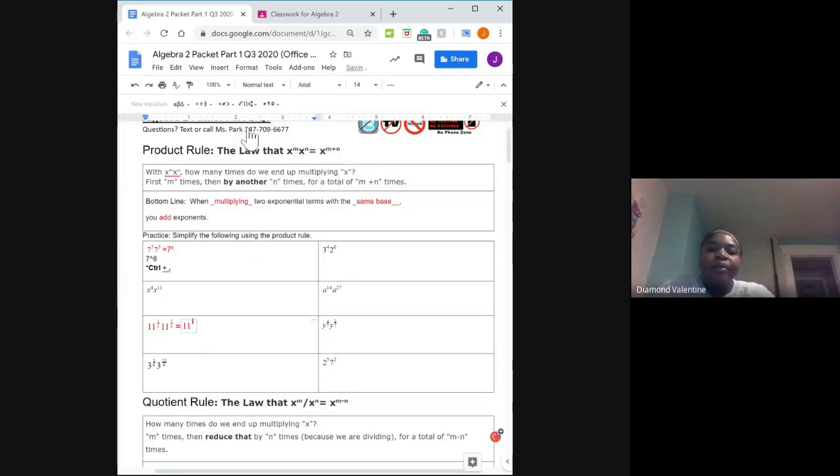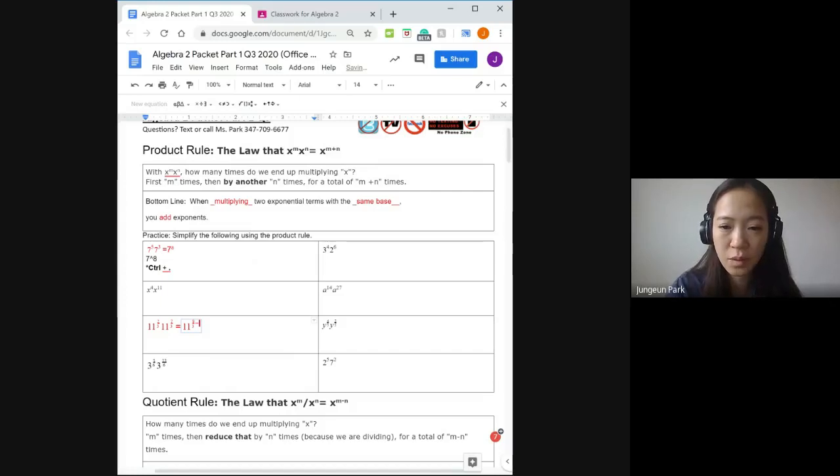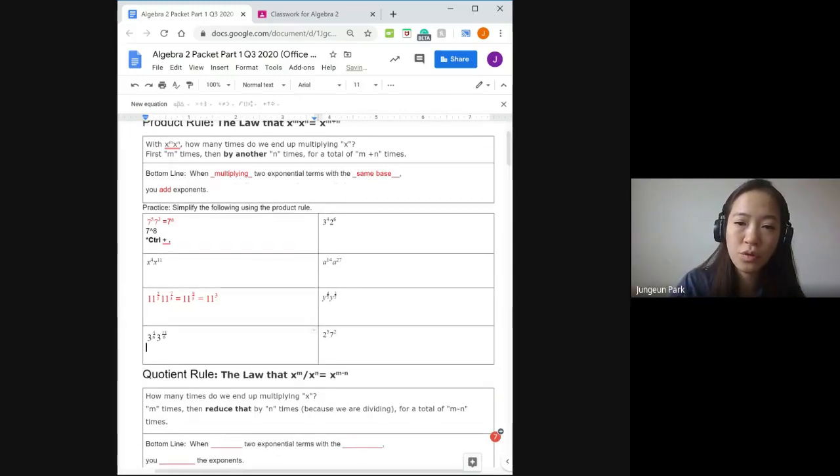It would be 11 to the, well, to the third, because you'd get 9/3, but you can simplify that to 3. Perfect. Very good. So that will be 11 to the third. Okay. All right. So if it's hard for you to write down your answer like this on your Google Doc, then you can write it on your paper and then take a picture of it and send it to me, okay? So that's the product rule.